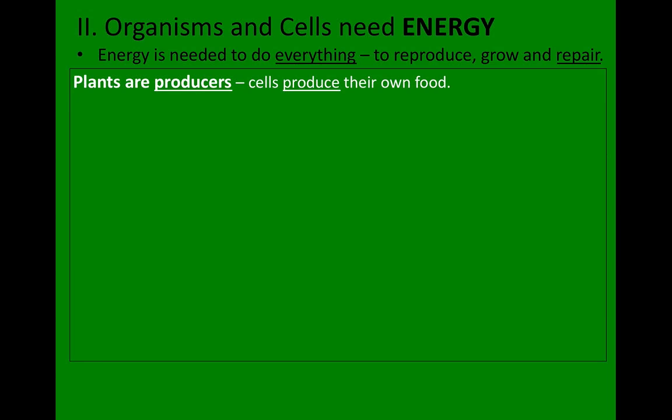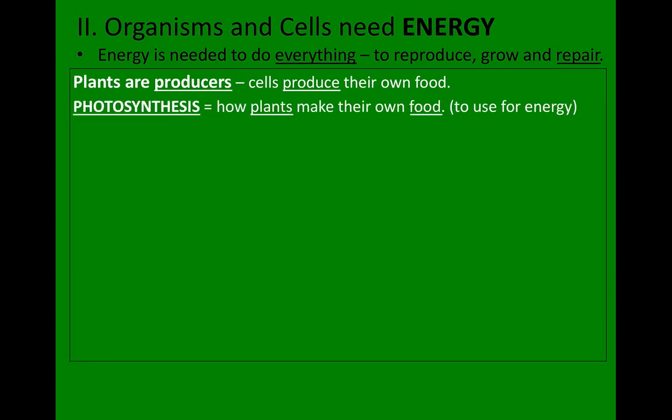Plants are able to produce their own food by doing the process of photosynthesis. So when they make that food for themselves, that becomes the food that they use for energy.